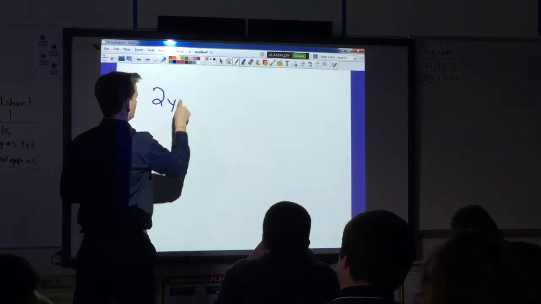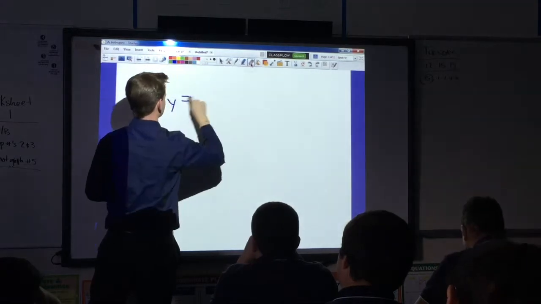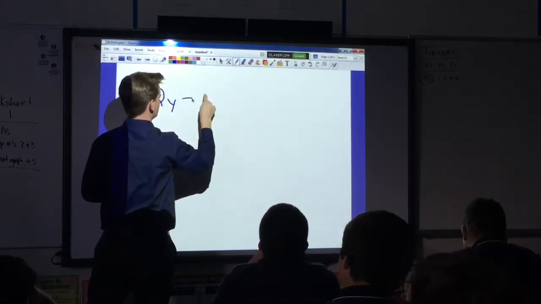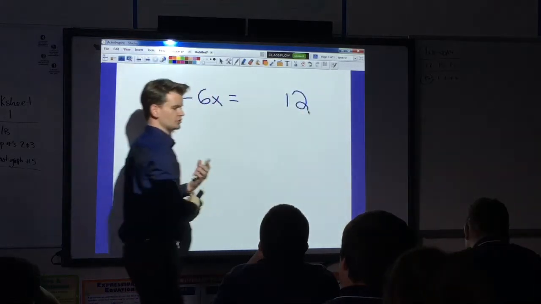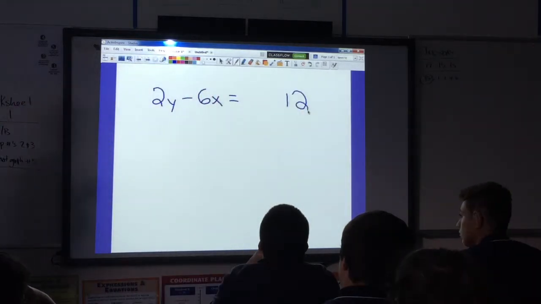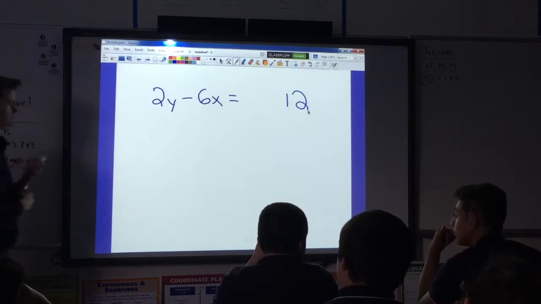You could have something like 2y equals, no, let's rewind this. 2y minus 6x equals 12. You don't have to write this, but I want you to pay attention. Your eyes should be up here. You shouldn't be doing stuff like coloring in a ticket or something like that right now.